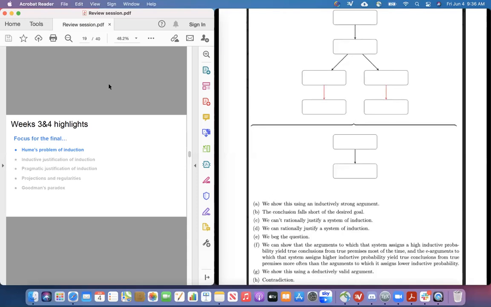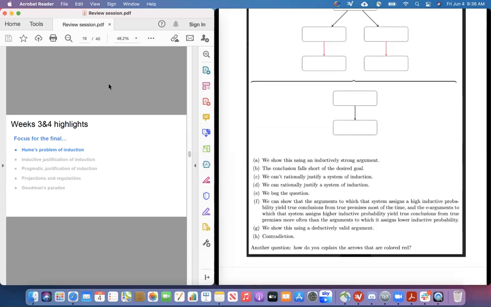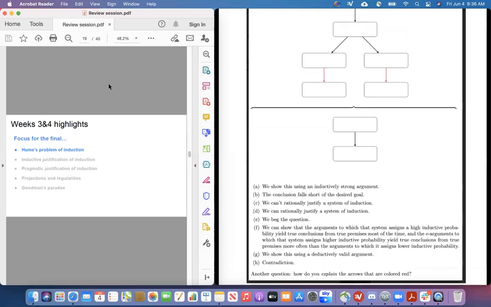And then what I didn't ask you when I've asked you this question before is another question down at the bottom here. It says, how do you explain the arrows that are colored red? So have a think about how you would explain the implication that's represented by those red arrows. And after that 5 minutes is up, we'll come back together and I will carry on talking.